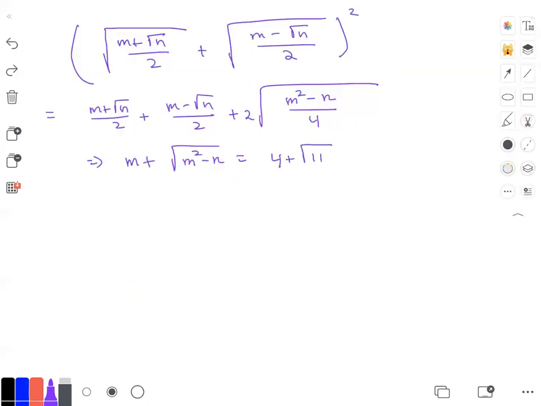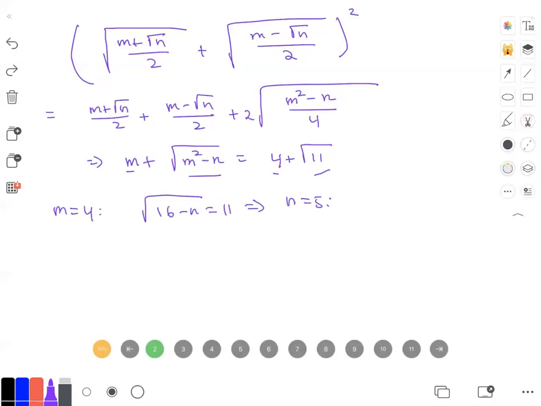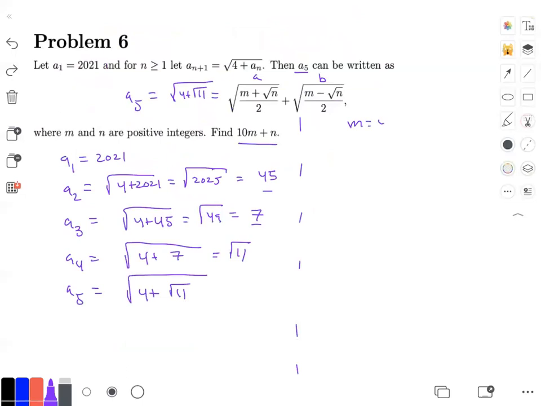And then from here, it just becomes easy. We can pattern match. This is the rational part, this is the rational part, this is the irrational part, this is the irrational part. So rational parts equate: m is equal to 4. And then we have root of 16 minus n is equal to root 11, from which n is equal to 5. So I believe the problem wants us to find m is equal to 4, n is equal to 5. We want to find 10m plus n, that's just 10 times 4 plus 5, which is 45. And we are done.